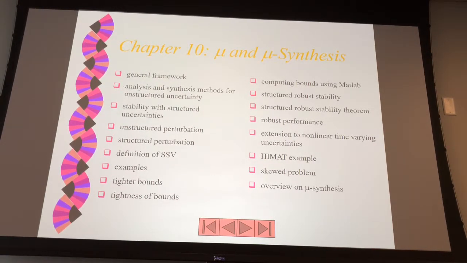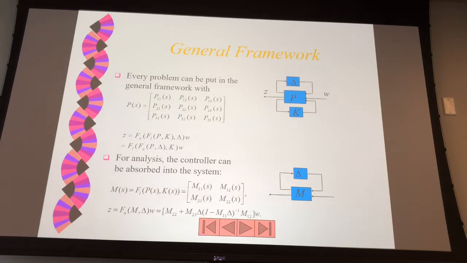And a lot of details. But let's start with this picture I have shown for you. You have a nominal plant, or we don't call this a nominal plant anymore. We call this a nominal connection, okay? System connection. So you can see that the T_zw, that is the closed loop transfer function from W to Z, can now be written in a very compact form using the LFT, or linear fractional transformation framework, okay?